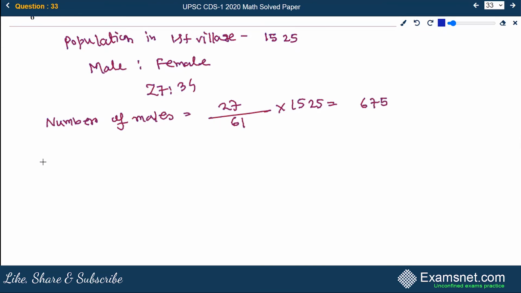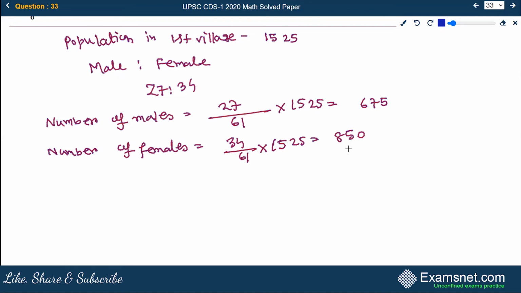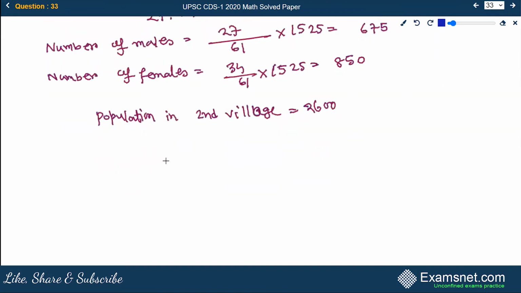Okay, next, number of females, that is 34 by 61 multiplied by 1525, which would result in 850, or either you can subtract 675 from 1525, that would also give you the same value, 850. Next, population in second village, that is 2600. Okay, so 2600 here, ratio is 6:7.